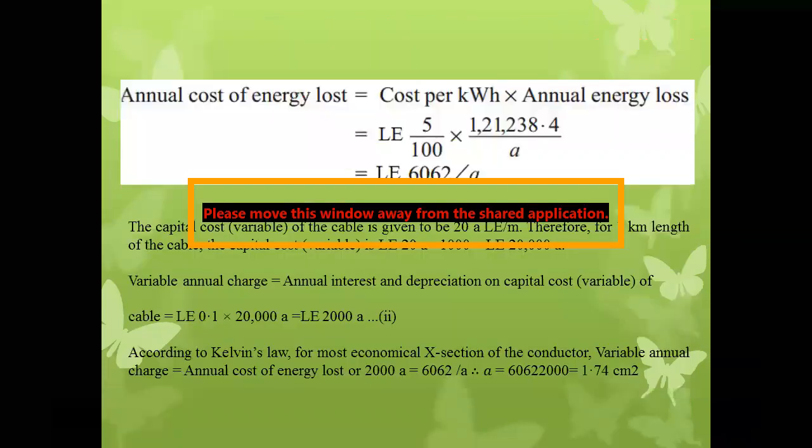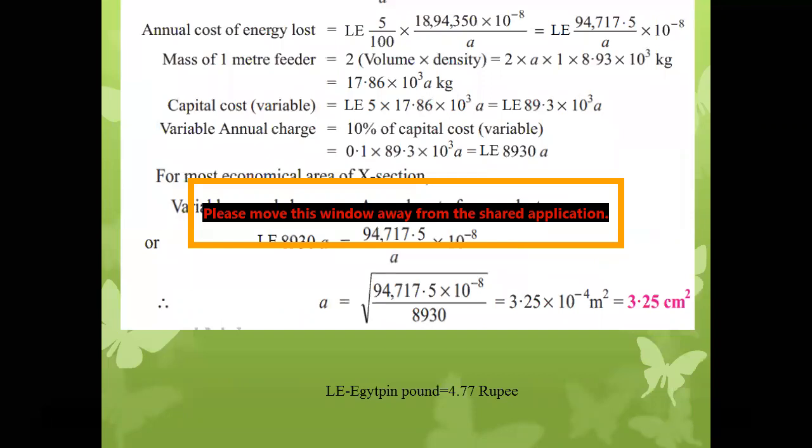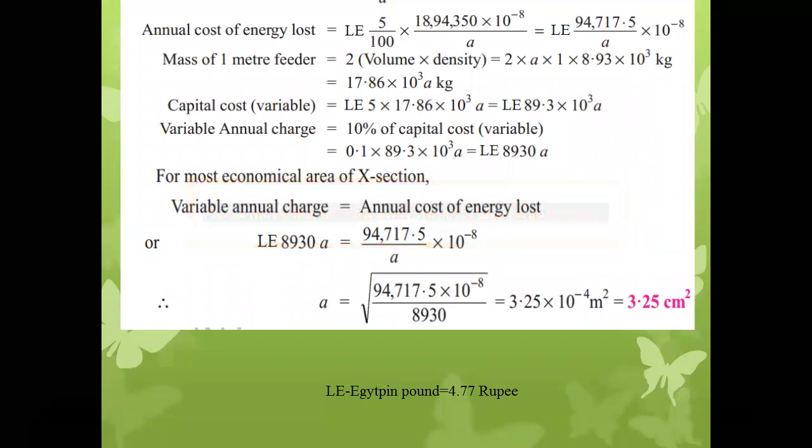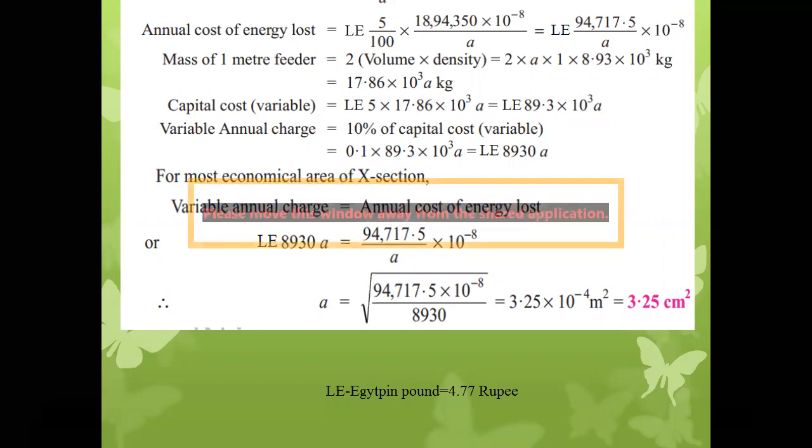This LE stands for a currency notation. I searched about it, and it is found that it is the Egyptian pound, a currency. 1 LE is equal to 4.77 rupees. I have mentioned it here, at the bottom of this slide: LE stands for Egyptian pound, which is equal to 4.77 rupees.